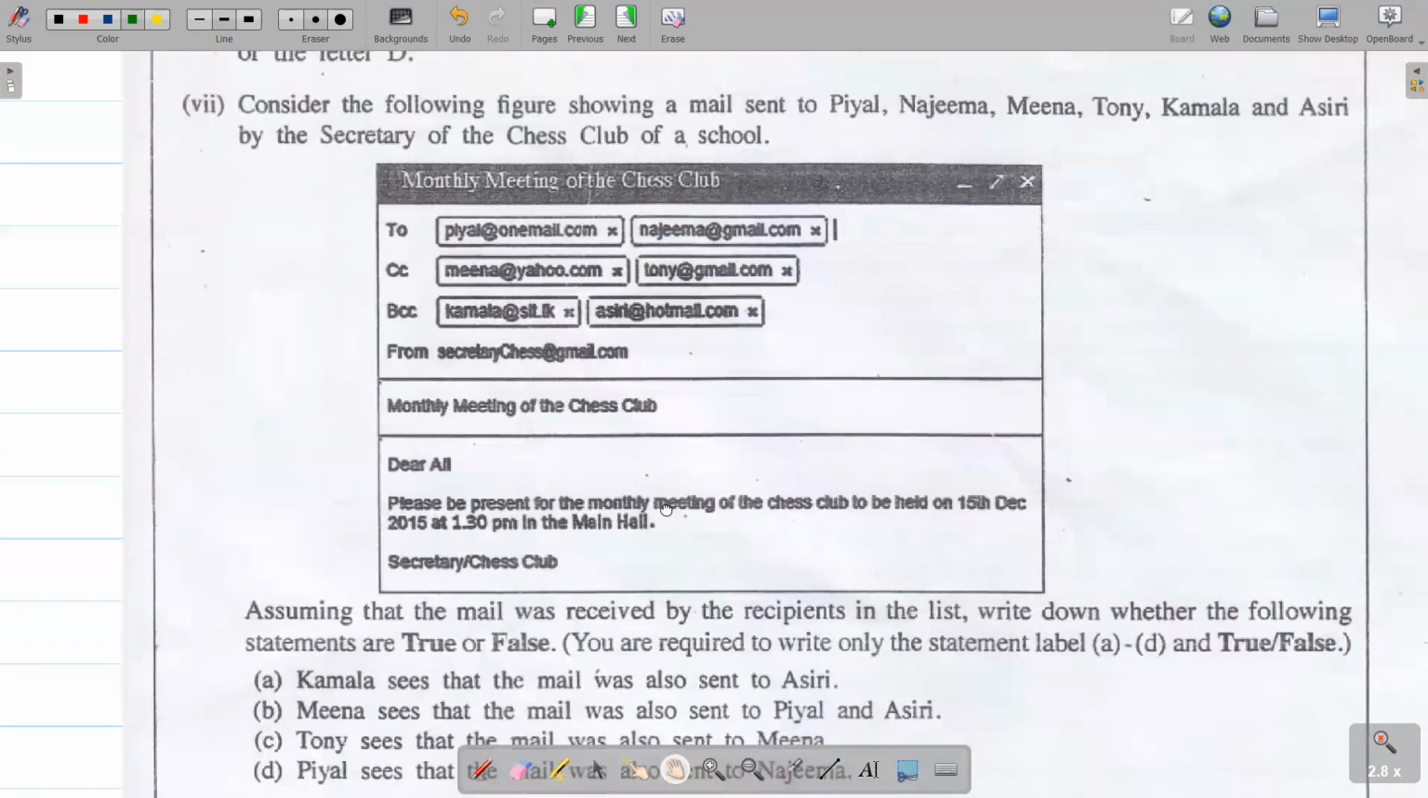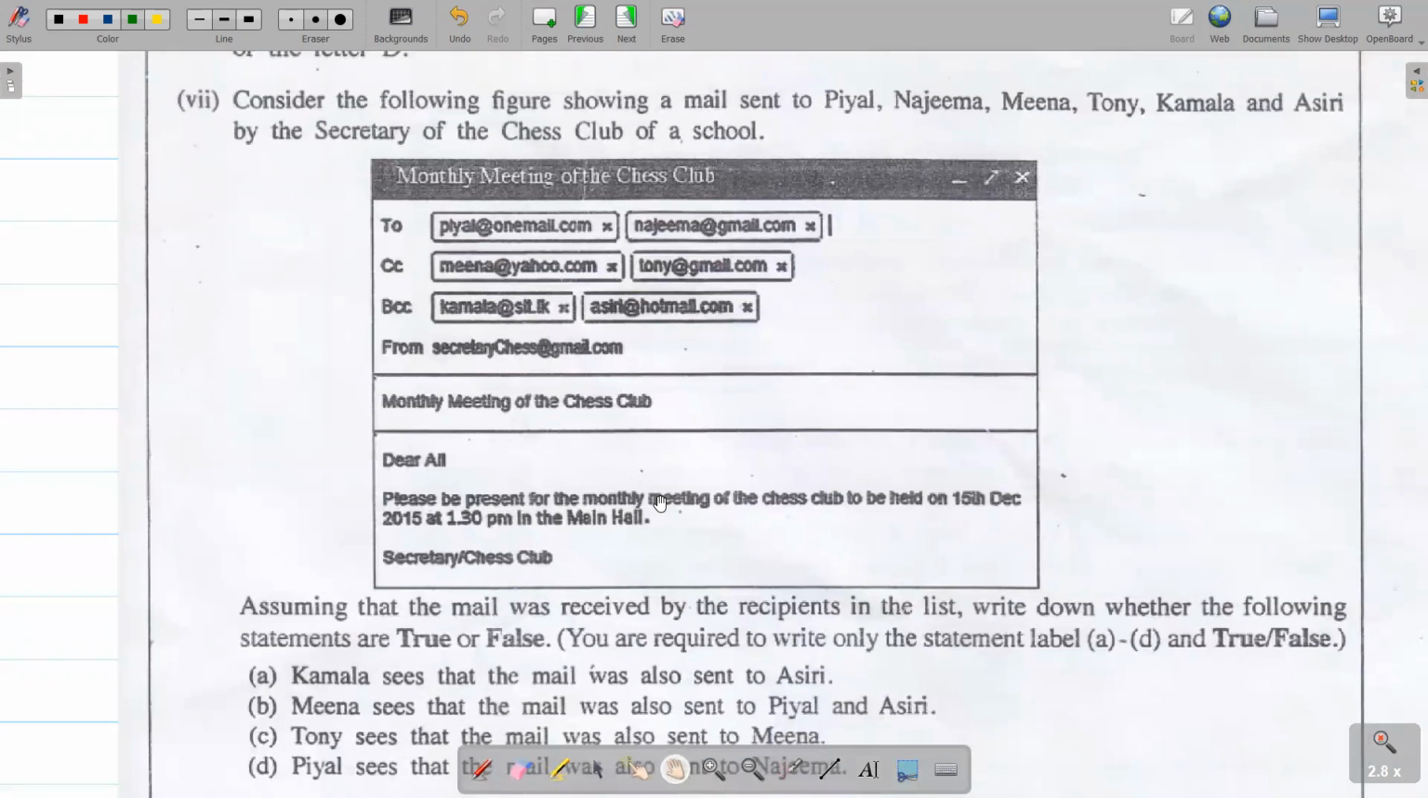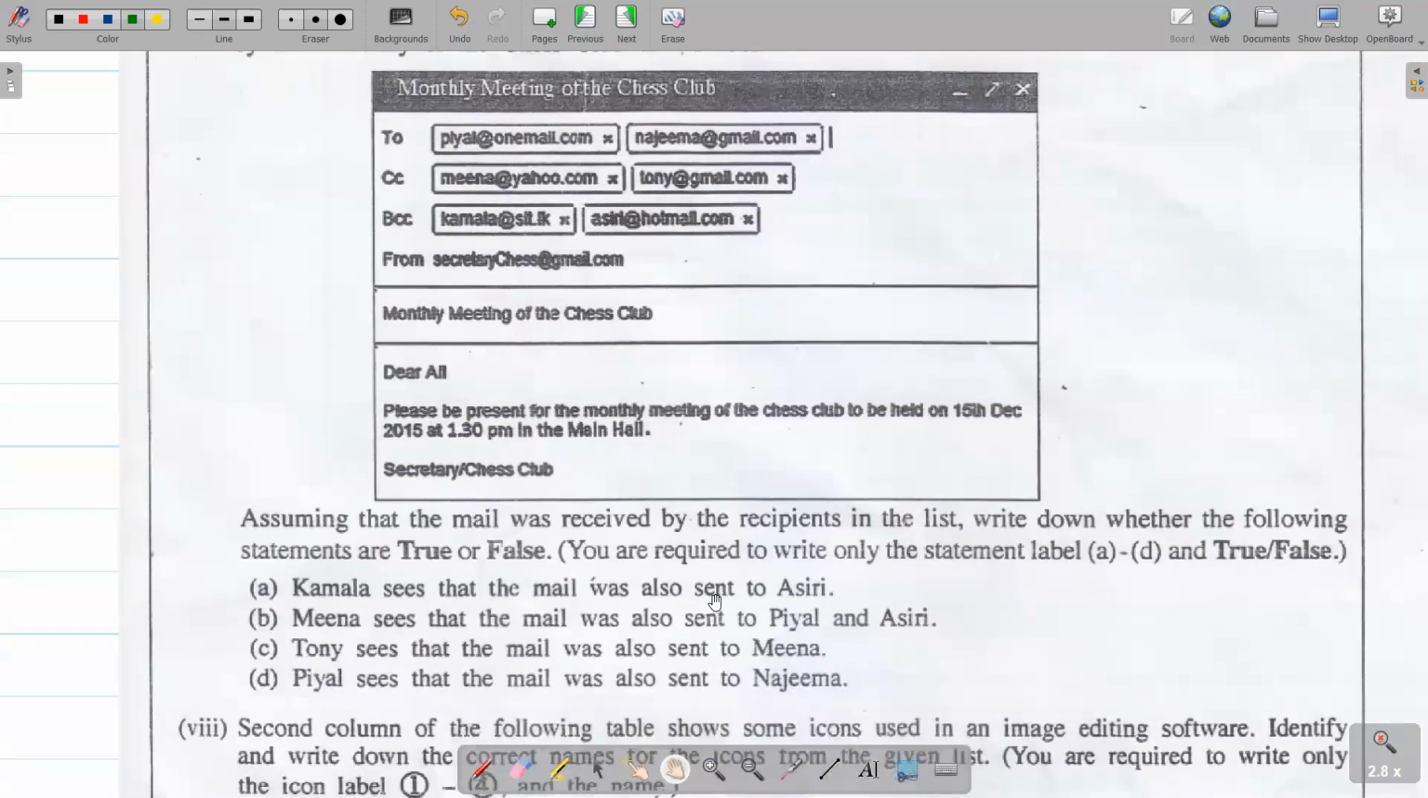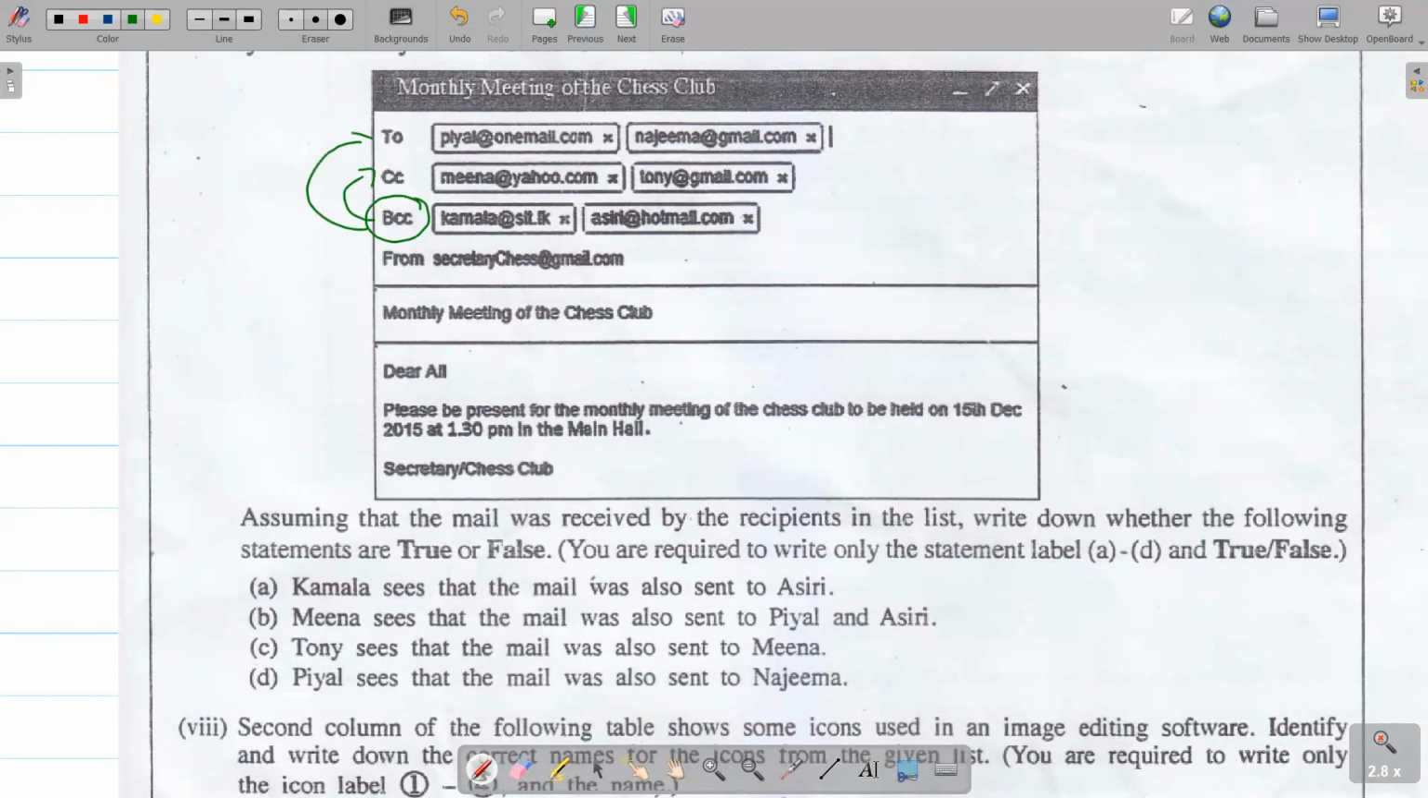Consider the following figure showing a mail sent to Pia, Najima, Meena, Tony, Kamala, and RCB by the secretary of the chess club of the school. Assuming that the mail was received by the recipients in the list, write down whether the following statements are true or false. Kamala seems that the mail was also sent to RCB. Kamala is in BCC, so Kamala can see both CC and To. So yes, this is true.